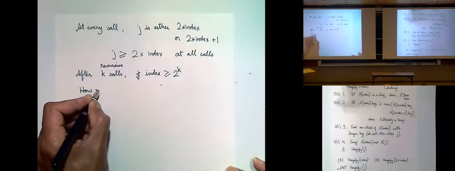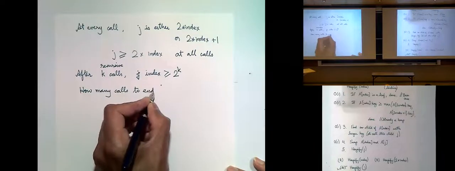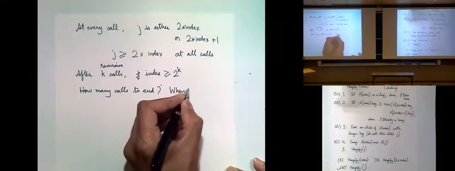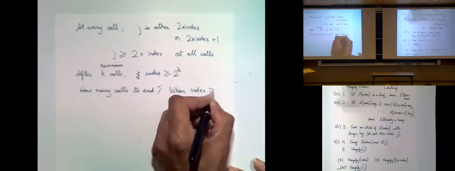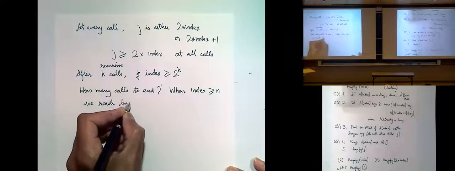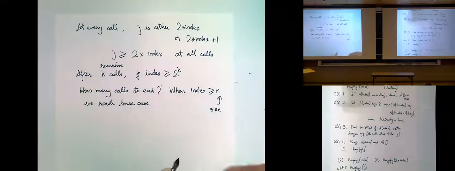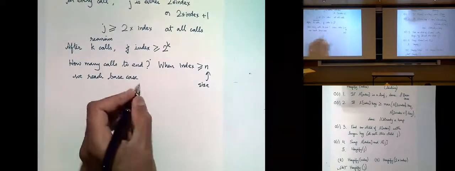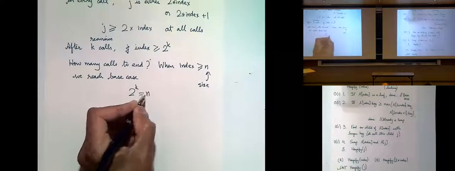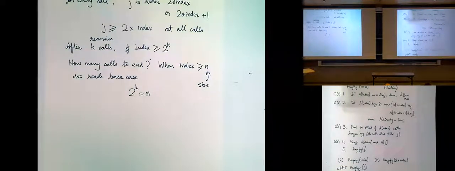So how many calls to end? When index is greater than n, we reach the base case. Again, this is the size. So again, we have this equation, 2 to the k is equal to n. This equation comes up again, right? So you see this over and over and over again. It's the same, whether it's binary search or binary heaps. This logic is how you track the recursion.